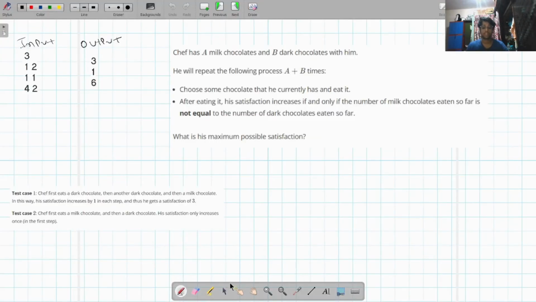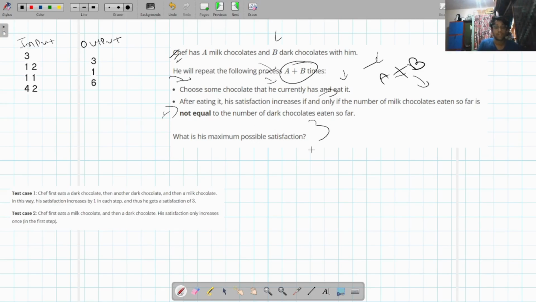So guys, this question is pretty much straightforward. It says that Chef has A milk chocolates and B dark chocolates, and he is saying to perform some operation A plus B times in total. You choose some chocolate that he currently has and eat it. After eating it, his satisfaction increases by 1 only if the number of milk chocolates eaten so far is not equal to the number of dark chocolates eaten so far. In this way only his satisfaction will increase. So we have to find the maximum possible satisfaction.